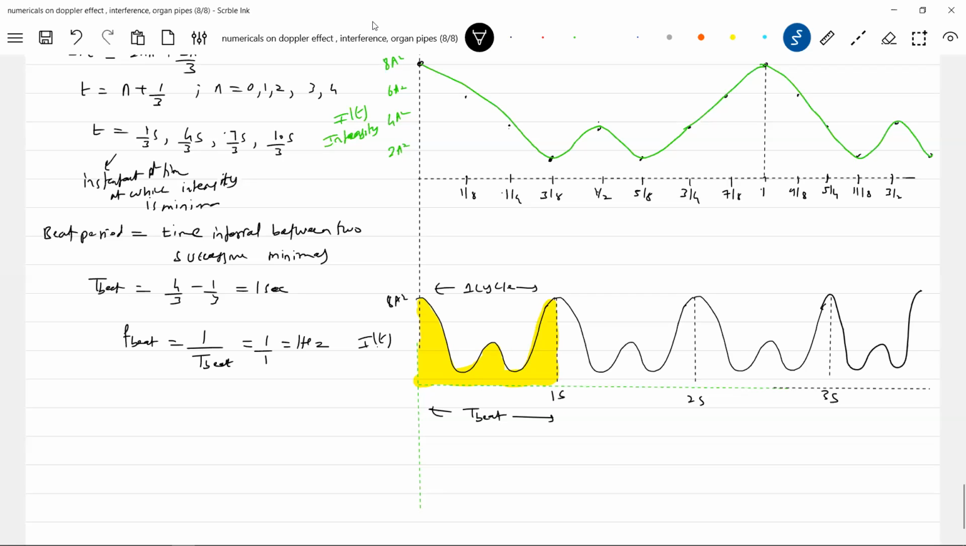Okay, agreed now? So the reciprocal of beat period is what? Beat frequency. What is the beat frequency now? 1 hertz. What is the maximum number of beats we can hear? At the most, 8 or 10. So I can clearly notice this particular variation of intensity.